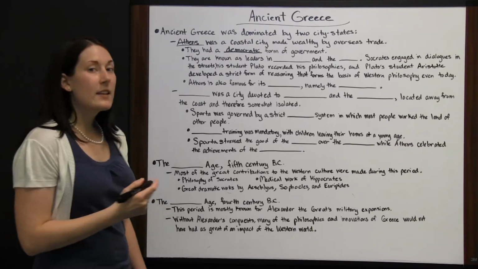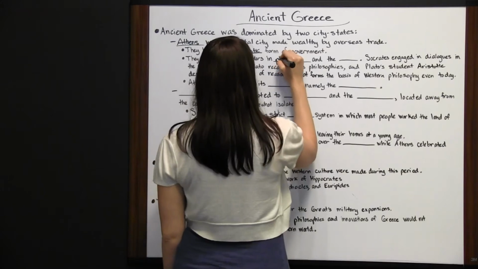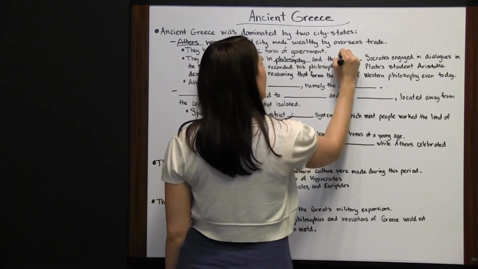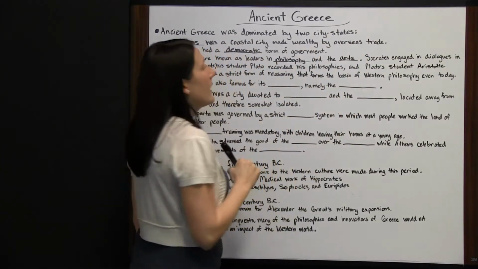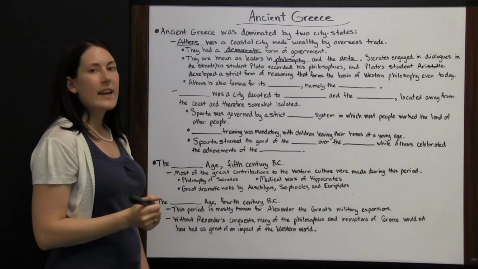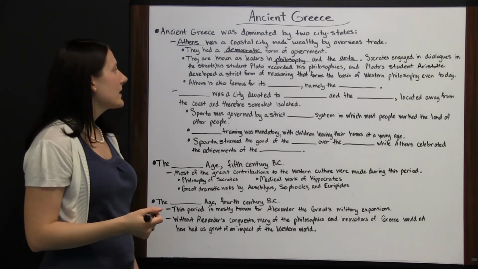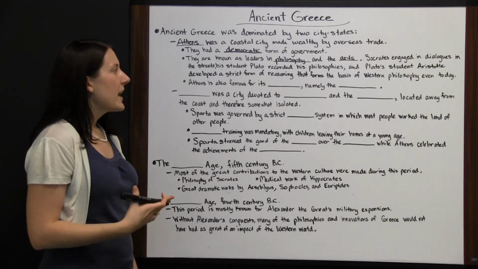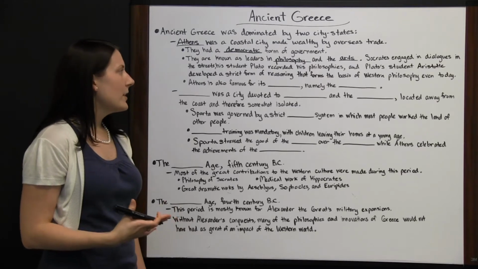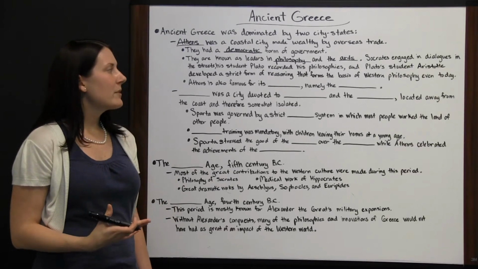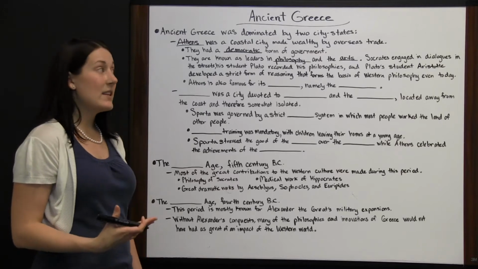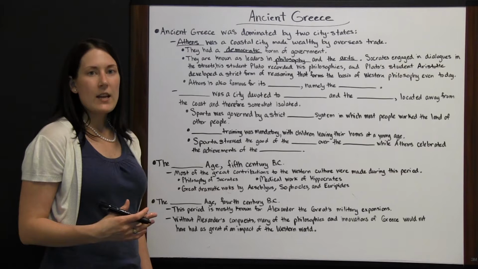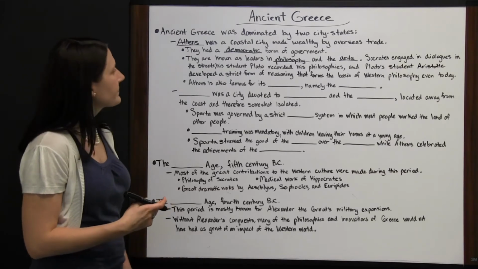They are known as leaders in philosophy and the arts. In fact, Socrates engaged in dialogues in the street. His student Plato recorded his philosophies, and Plato's student Aristotle developed a strict form of reasoning that forms the basis of Western philosophy even today. And Socrates, Plato, Aristotle, these are all names that I'm sure you've heard before.